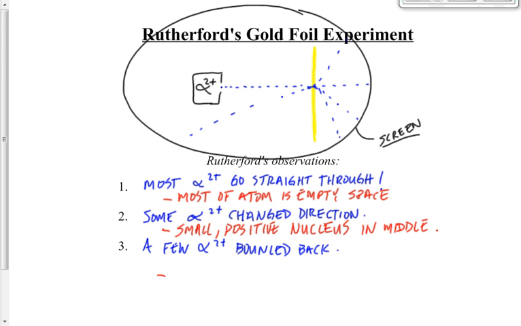I don't want to associate football and football players with density and being dense at all, but this nucleus that's in the middle that's positively charged, it's got to be dense. It's got to be heavy. Otherwise, the alpha particle would have just knocked it out of the way. To bounce back, it's got to hit something that's heavy.